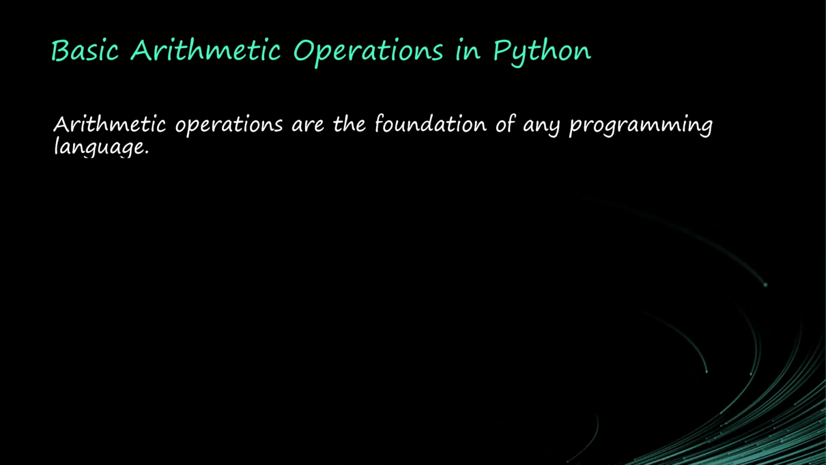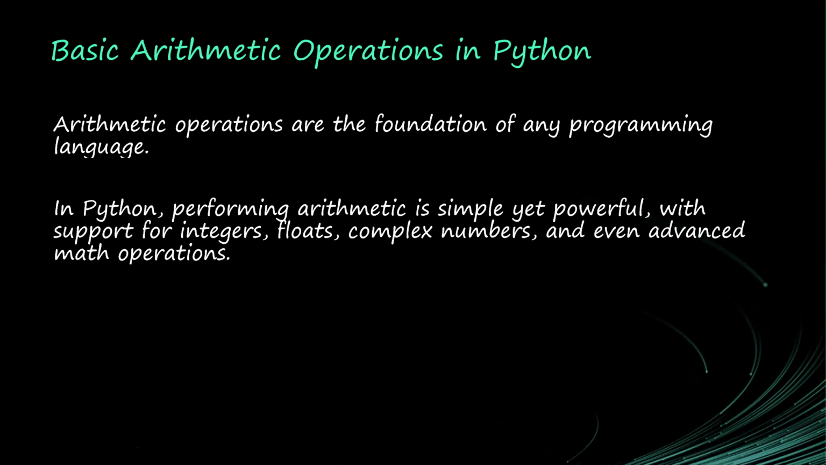Arithmetic operations are the foundation of any programming language. Any programming language, C++, C Sharp, JavaScript, Java, Python, Ruby, whatever it is, you have to perform arithmetic operations. In Python, performing arithmetic is very simple, yet it's powerful. We support integers, floats, complex numbers, and even advanced math operations.